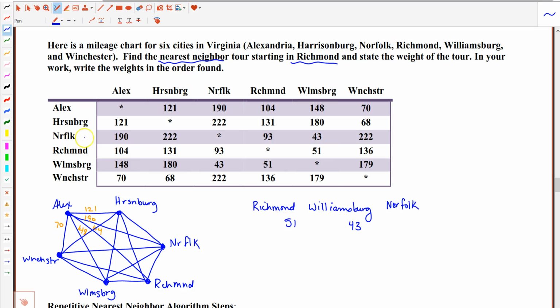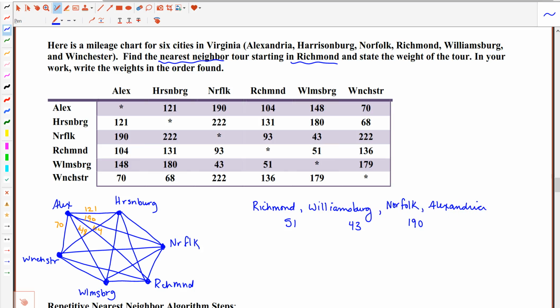Coming over here to Norfolk, running across the weights, it looks like 43 is the least, but that's to Williamsburg. That's where I just came from. And then 93 would be the next one, but that goes to Richmond. That was my starting vertex. I'm not going to be able to go back there until I've visited all the other vertices. So the next lowest is going to be 190, which is to Alexandria, which I haven't been to yet. So I'll record the city and then record the weight.